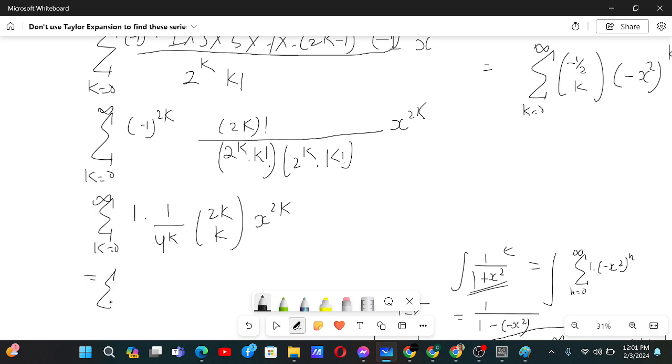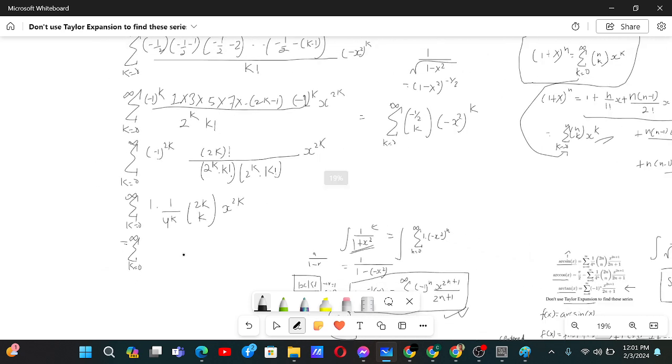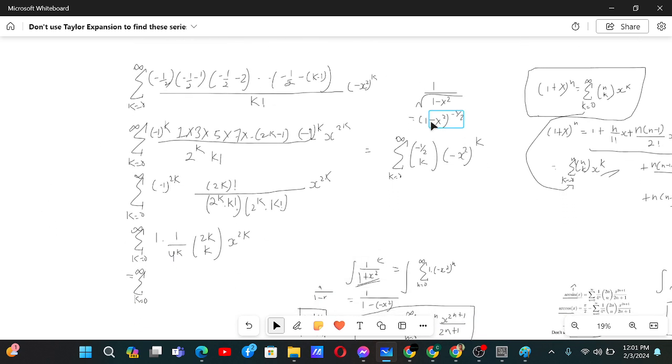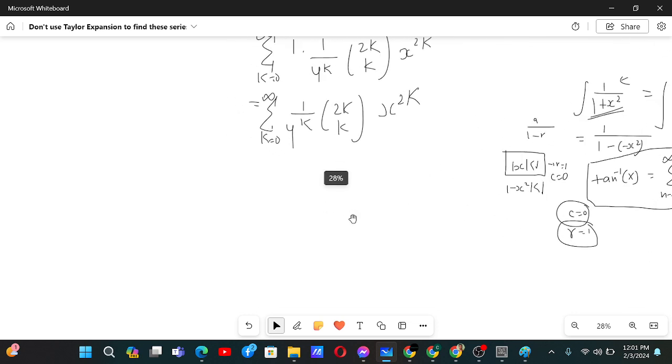So this is finally the binomial expansion for 1 minus x squared to the power minus 1 by 2. It's the sum of 1 by 4 to the power k, 2k choose k, times x to the power 2k. So now after we have this, it's not that hard to find the series expansion for sine inverse x, or arc sine x.